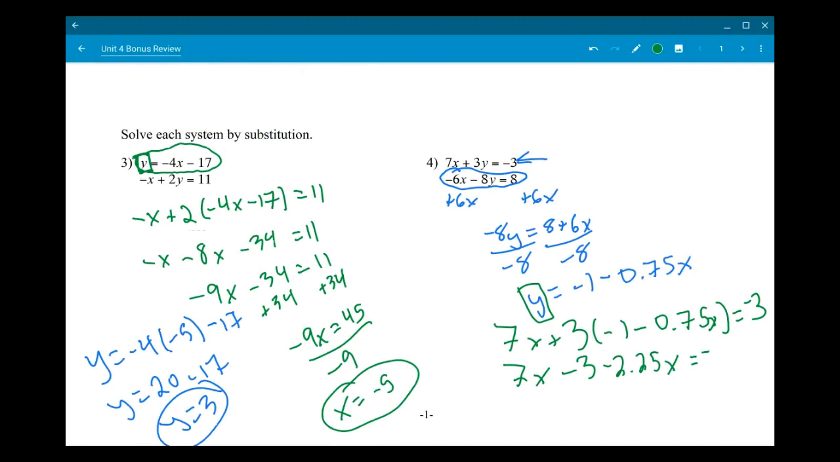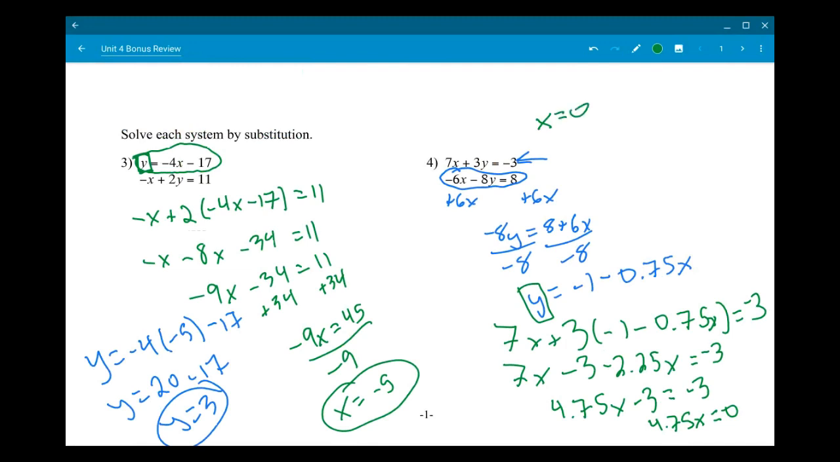And then we'll combine like terms. So 7x minus 2.25x is going to get you 4.75x. And the interesting part here is after we add 3 to both sides, we're just going to get 4.75x equals 0. So in the end, it didn't really matter that we had a weird decimal before x because x is just equal to 0.